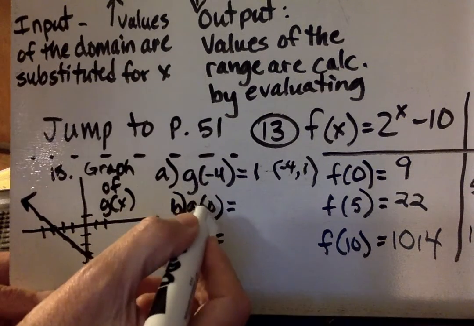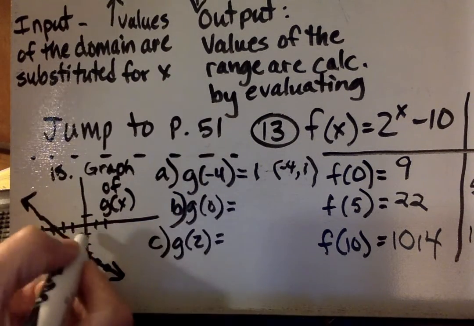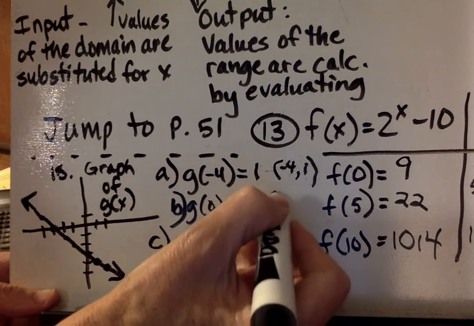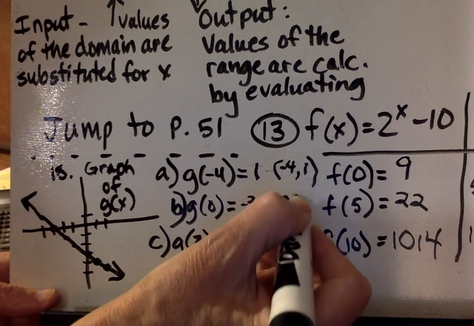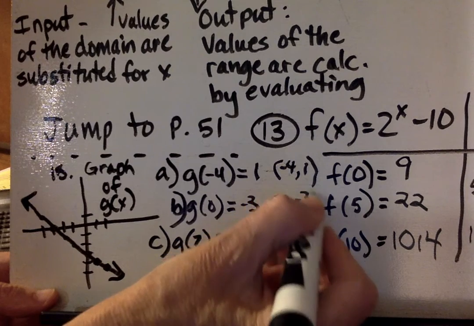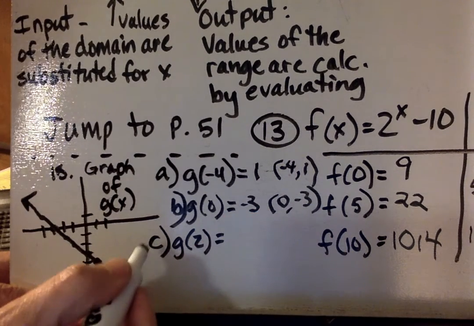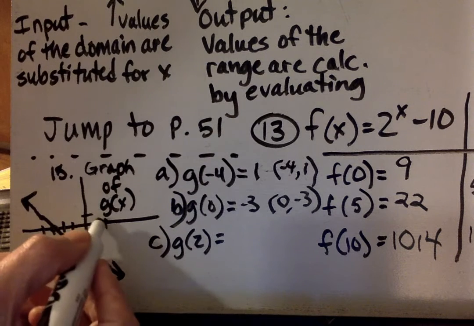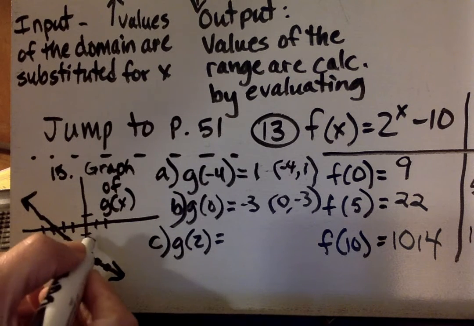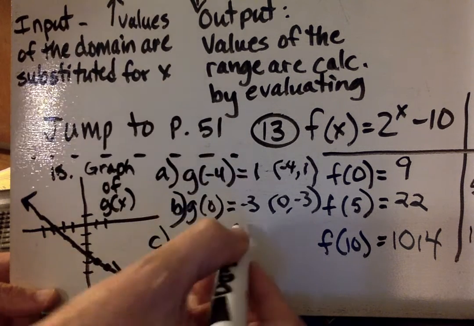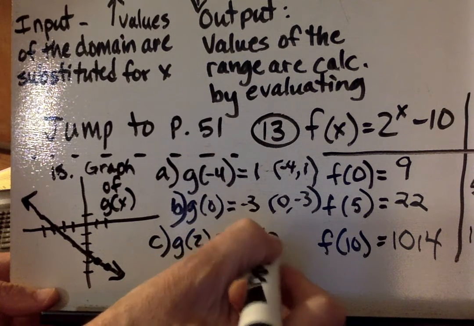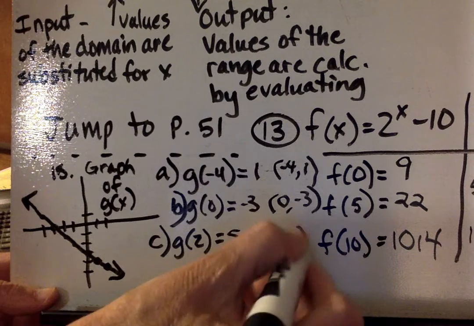Next, g of 0 equals, let's see, 1, 2, that'd be negative 3. Then I put my ordered pair 0, negative 3, which is also your y-intercept. Then part C says g of 2. So I go to 2 and I count how many down. 1, 2, 3, 4, 5. So that's 5. And then I put my ordered pair 2, 5.